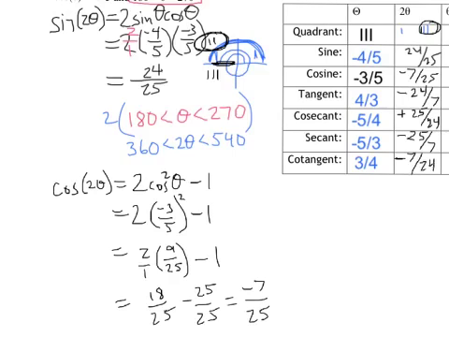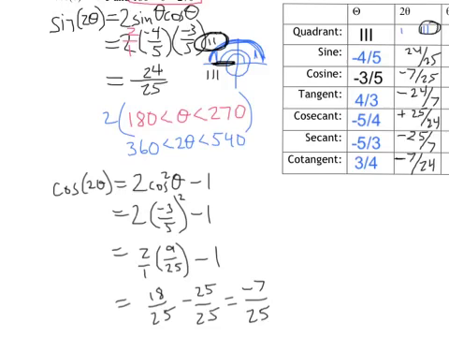So there's all the different values for 2 theta. Usually in a problem you're not asked to find all 6 of these because that takes a lot of time. Usually you're asked to find 1. So they'll give you cosine of theta and ask you to find what tangent of 2 theta is maybe. It's a relatively involved problem because you have to find a handful of different things before you can actually calculate what you're interested in.